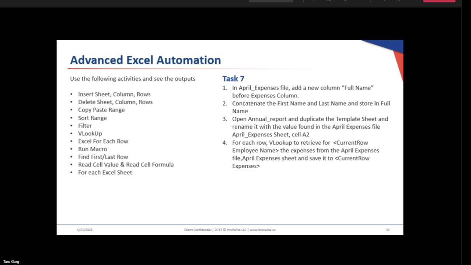Then we have to find the first and the last row. Then we can read any cell values, write anything in a particular cell, and read the formula. And then we have for each Excel sheet, which is something that we have already used.